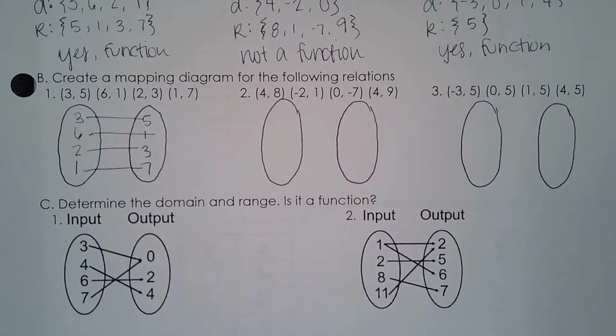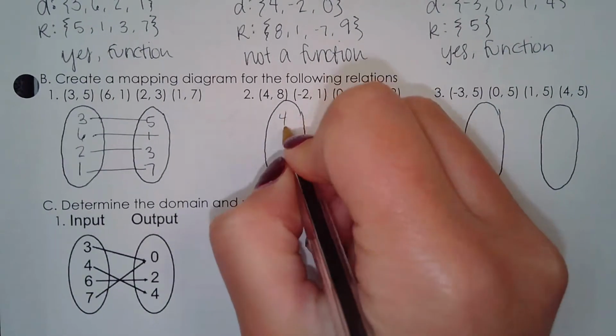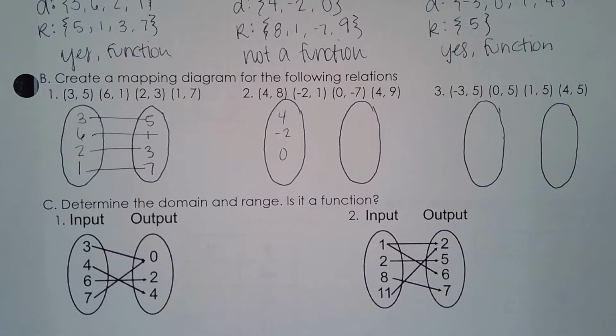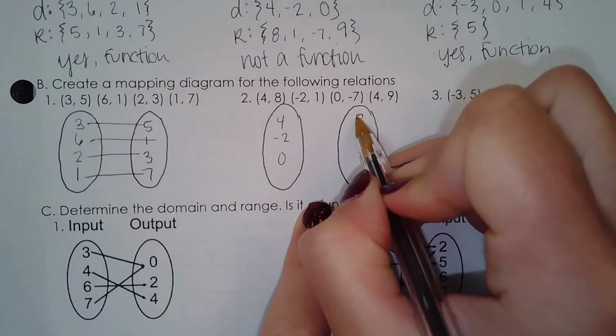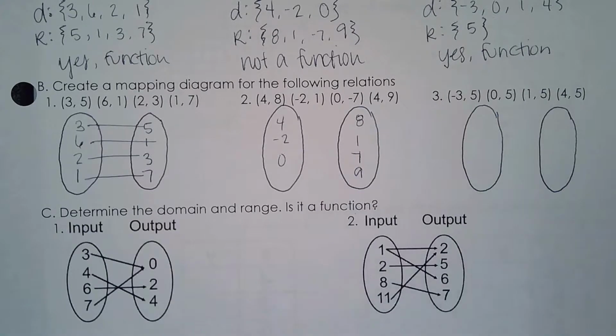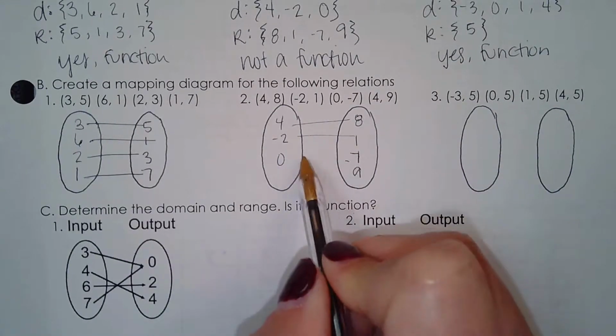Trent, what goes in our first circle over here? 4, negative 2, 0. Is that okay? Yeah. Do we need to write 4 a second time? No, because you've already got it, so you don't need to do it again. Jaden, what goes in the second circle? 8, 1, 7, 9. Okay, and then how do we connect the things? 4 to 8, -2 to 1, 0 to 7 and then 4 to 9.